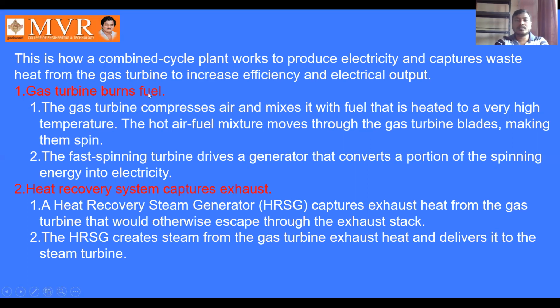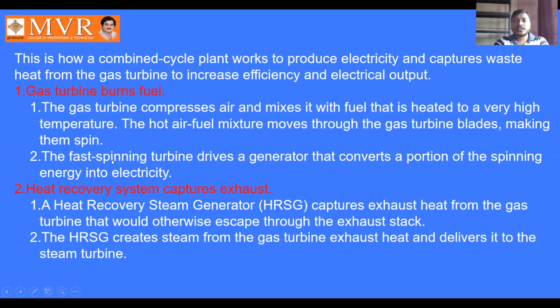Here the gas turbine burns fuel. The gas turbine compresses air and mixes it with the fuel, which is heated to a very high temperature. We already saw in the open cycle gas turbine as well as in the closed cycle gas turbine that the gas turbine compresses air and mixes it with the fuel that is heated to a very high temperature. When the air and fuel mix, we get a very high temperature. The hot air fuel mixture moves through the gas turbine blades, making them spin.